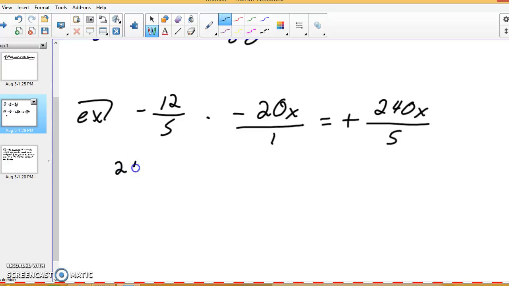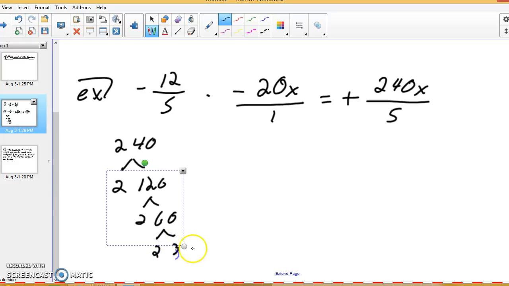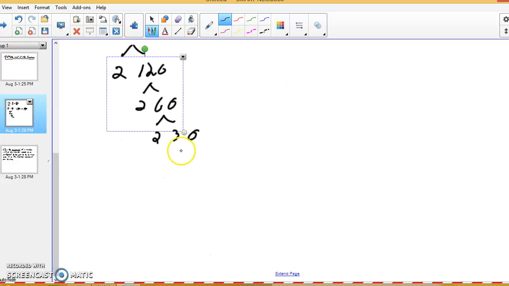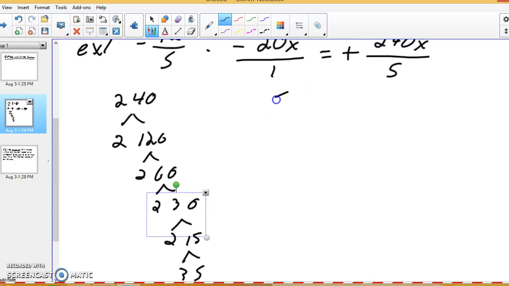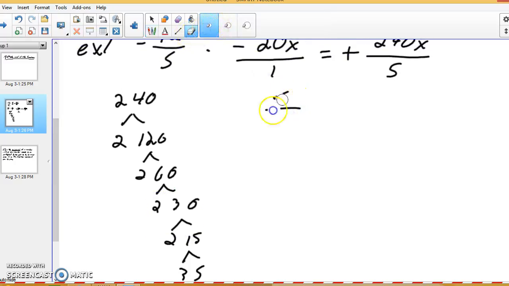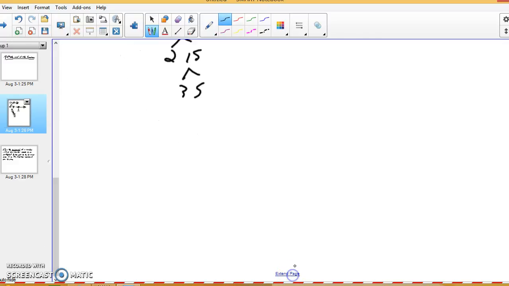So how we do that, again, is finding the prime factorization. So that's 2 and 120, 2 and 60, 2 and 30, 2 and 15, and then 3 and 5. So that's the prime factorization of 240. And then 5 is simply 1 and 5. So like normal, we put them on top of each other.